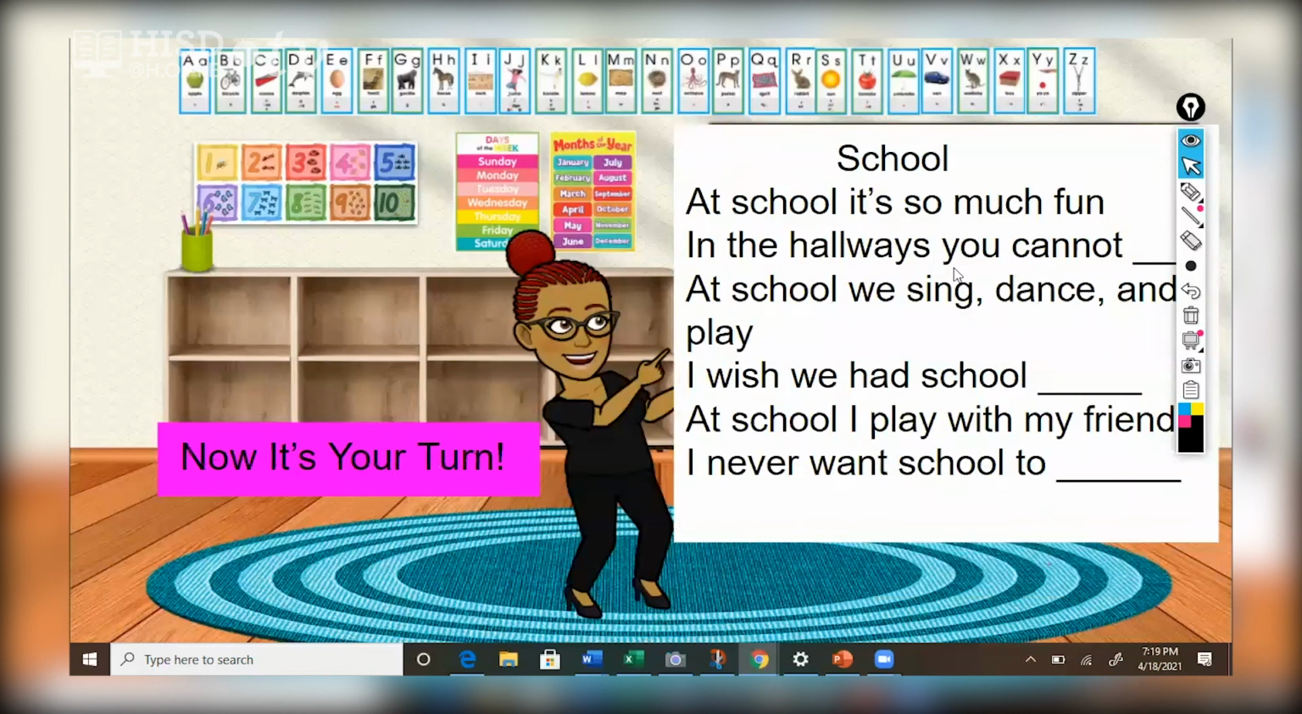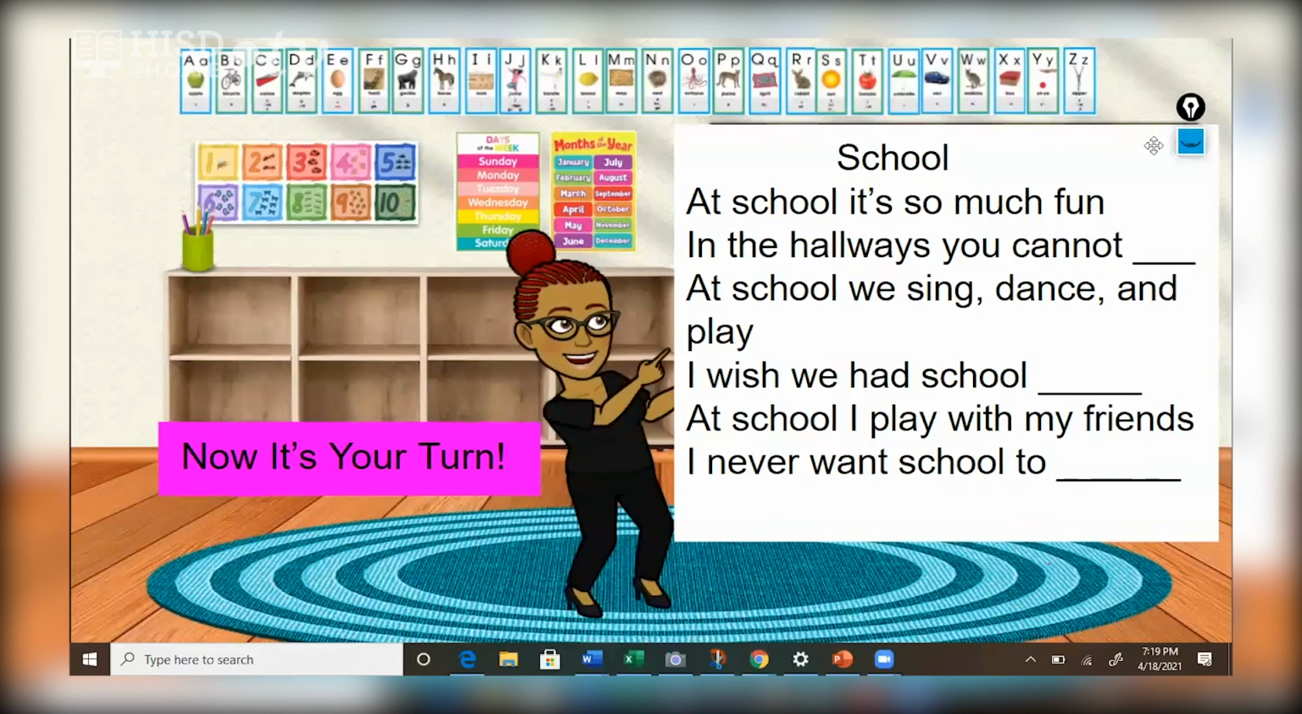Now it is your turn. Let's see if you can use what you've learned to help me complete this poem. This poem is called School. I have left some blanks because I want you to help me come up with some words to complete this poem. Remember, we said that poems can have lines and stanzas, and sometimes at the end of the lines, we find rhyming words.